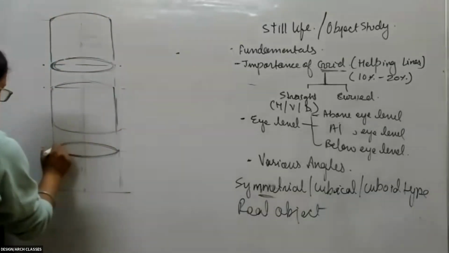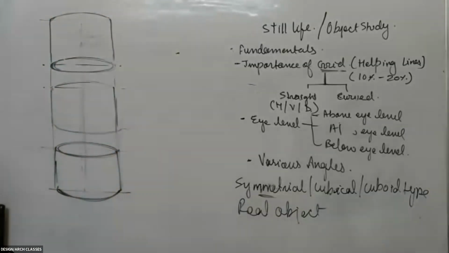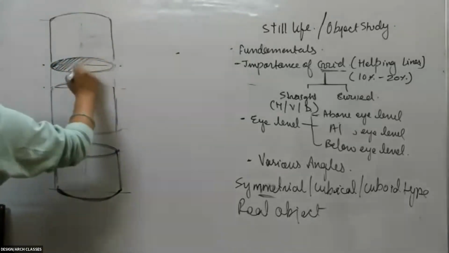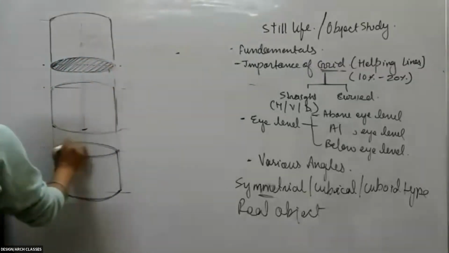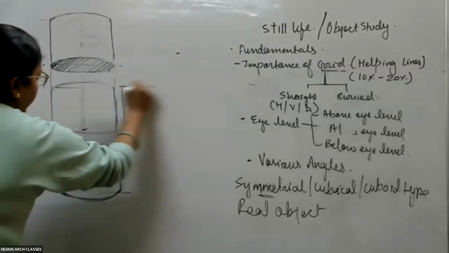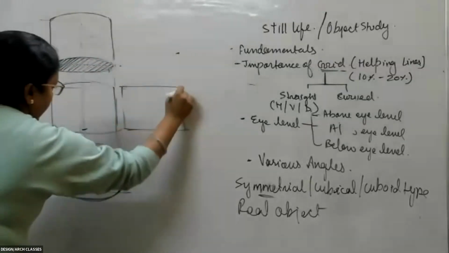I generally start from here. I hope you can see 3 cylinders. Everyone, can you see 3 cylinders? So here you can see the difference. Is it wrong if I make a rectangle? Is it wrong if I make a rectangle here?